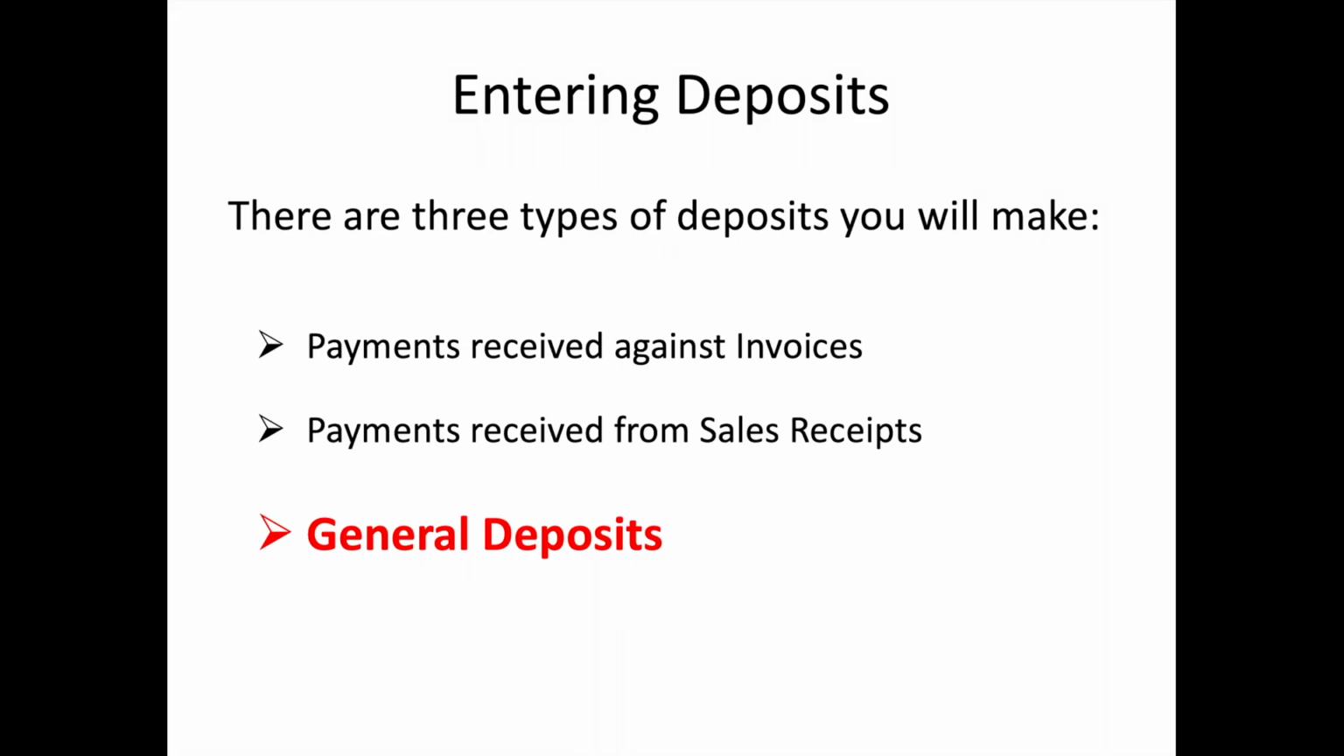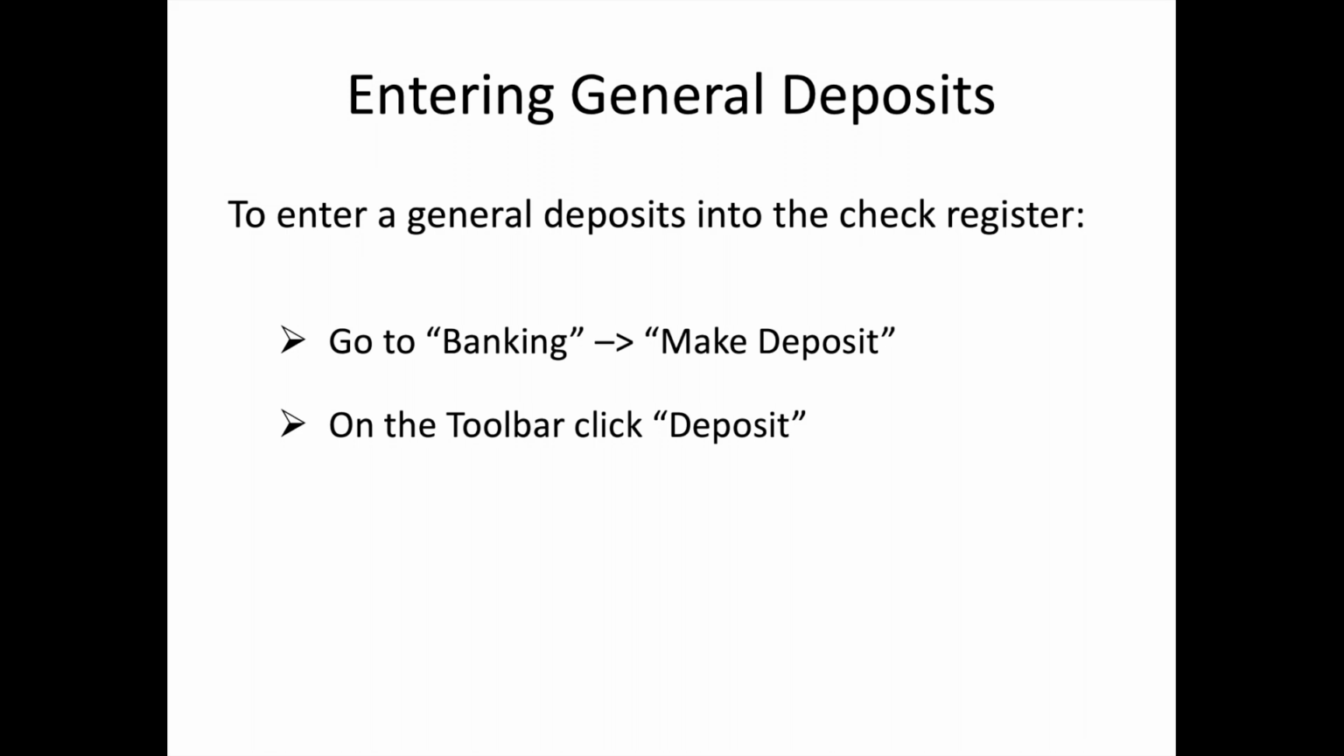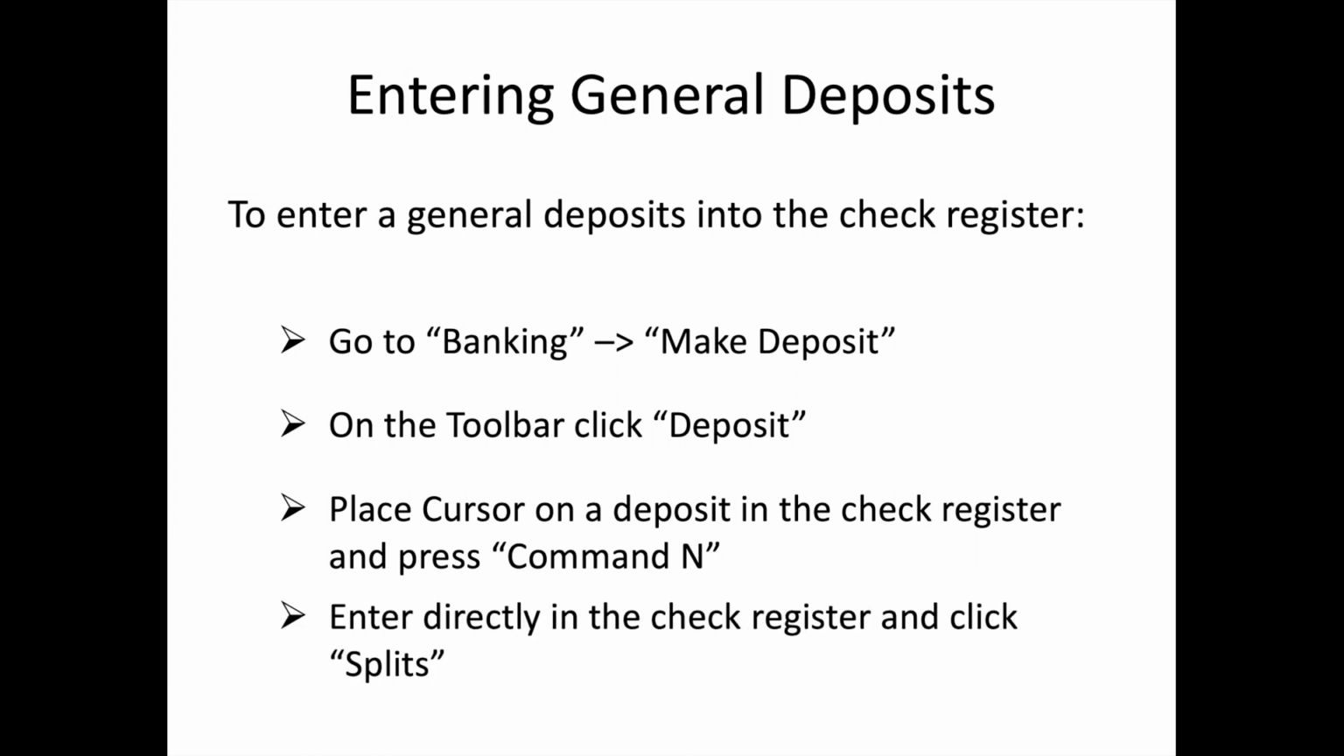Finally, let's talk about general deposits. There are many ways to enter a general deposit. On the menu bar, go to Banking, Make Deposit. On the toolbar, click Deposit. From the check register, place the cursor on a previous deposit and click Command N. In the check register, place the cursor into a new empty line, click Splits, and enter the deposit directly in there.